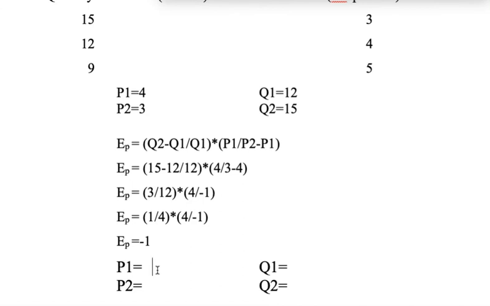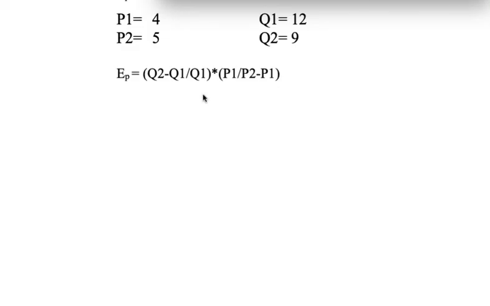Now in this case, when the price is 4 rupees, the quantity demanded is 12 units, and when it increases to 5 rupees, the quantity reduces to 9 units. Now we have to find out EP, that's price elasticity of demand, right? For calculation we have the formula, Q2 minus Q1 divided by Q1, into P1 divided by P2 minus P1. We place all these values here and get 9 minus 12 divided by 12, into 4 divided by 5 minus 4.